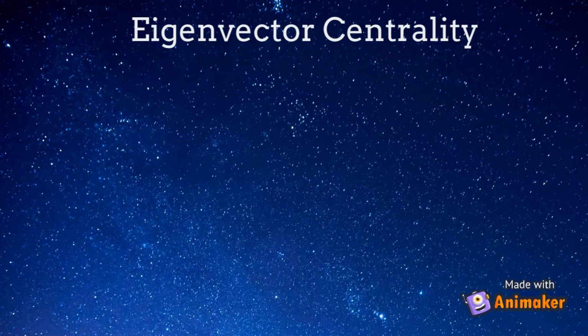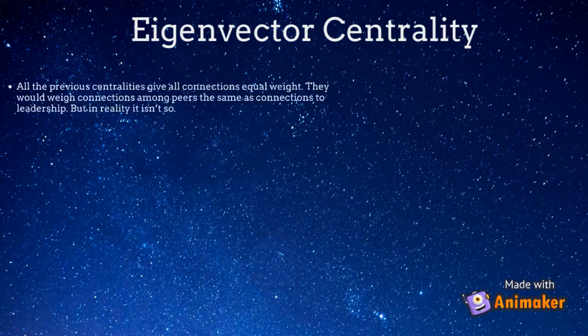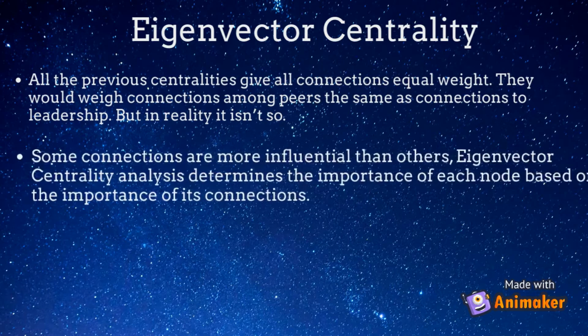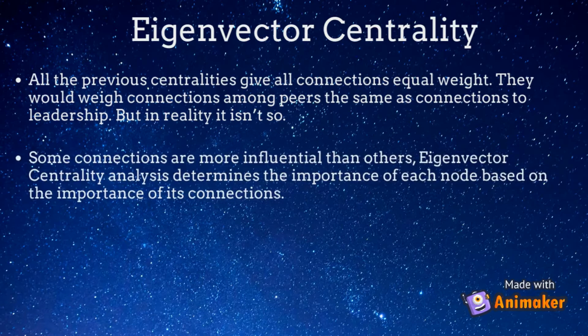Eigenvector centrality. All the previous centralities give all connections equal weight. They would weigh connections among peers the same as connections to leadership. But in reality it isn't so. Some connections are more influential than others. Eigenvector centrality analysis determines the importance of each node based on the importance of its connections.